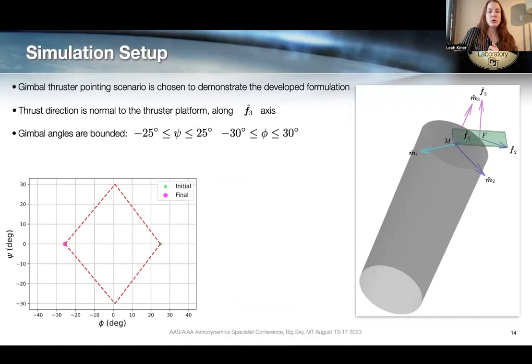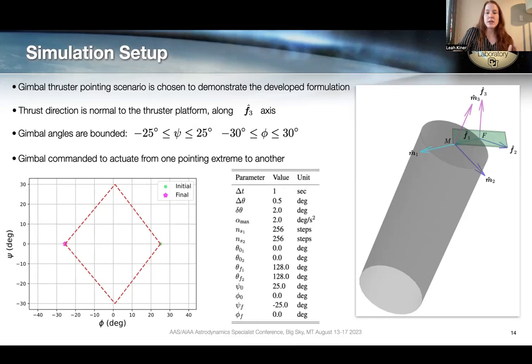So for this example, we bounded psi between -25 and 25 degrees and phi between -30 and 30 degrees, as seen in this figure on the left. So the gimbal is restricted to move inside this red boundary. And then the gimbal is commanded to actuate from one pointing extreme to the other, as seen in the green initial dot and in the final pink dot.